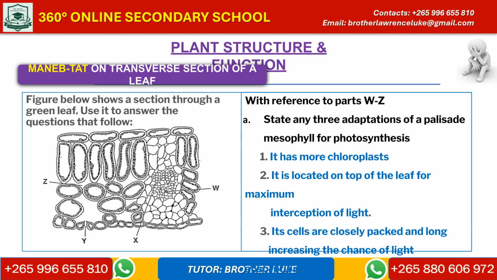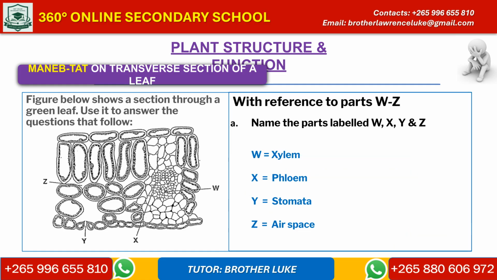In a typical exam question on the leaf cross-section, you might be asked about the palisade mesophyll's adaptations for photosynthesis. These include having numerous chloroplasts, being positioned high up for maximum light interception, and having closely packed, long cells for light absorption. Looking at the diagram, the parts are labeled as follows.